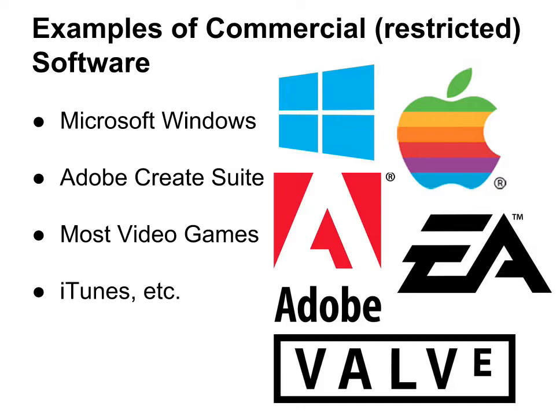So some examples of commercial software or restricted software would be things like Microsoft Windows, the Adobe Creative Suite, most video games, and programs like iTunes. These programs are created by programmers that work for a company, and most of the time, consumers do not have access to the source code that the programmers use to write that software in the first place. So as a consumer, you don't really have any rights to modify or use that software in a way that was not approved by the company that licensed it to you.